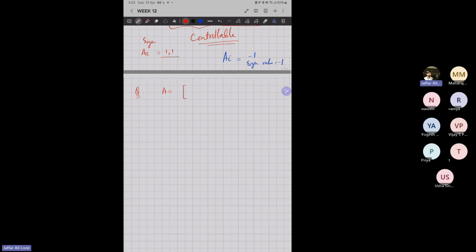So whenever I'm saying you're given this A matrix, it means your system is x dot equal to Ax plus Bu, y equal to Cx. So I'm directly saying this 0, 1, 9, 0. So this is your A matrix. This is your B matrix, 0, 1. This is your C matrix, 1, 0.